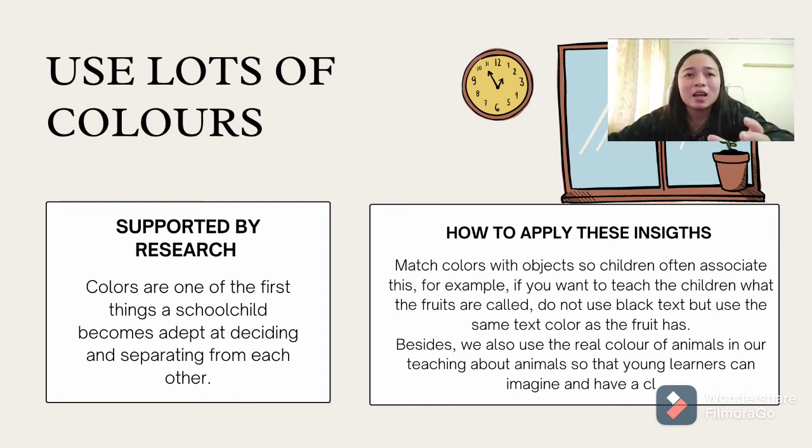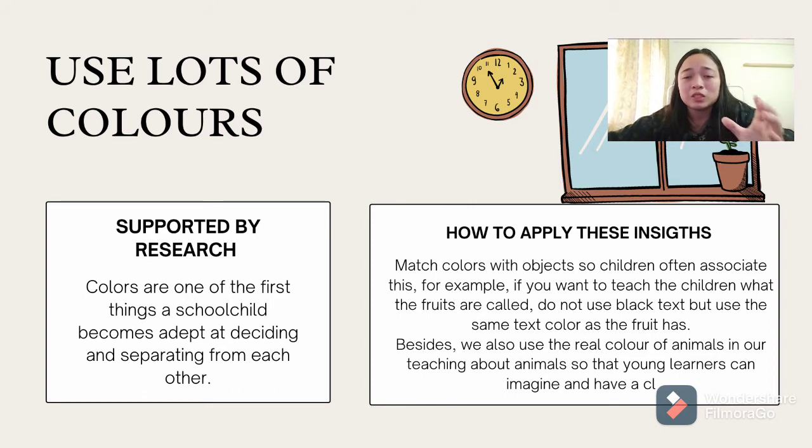She says that colors are one of the things in which a school child becomes adept at deciding and separating from each other. In fact, color words are often among the first words a child uses to describe and separate things. We have probably heard the pride in children's voices when they can say the colors of the balloons at the children's party, or when they say the pear is green and the banana is yellow.